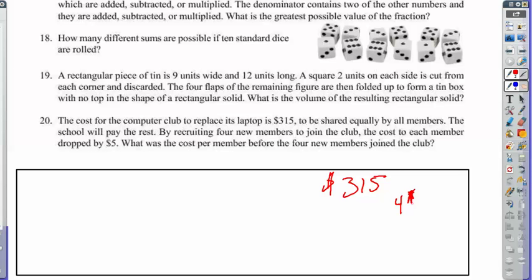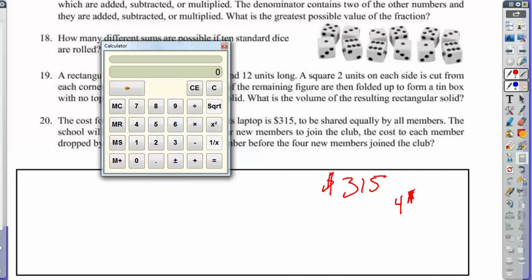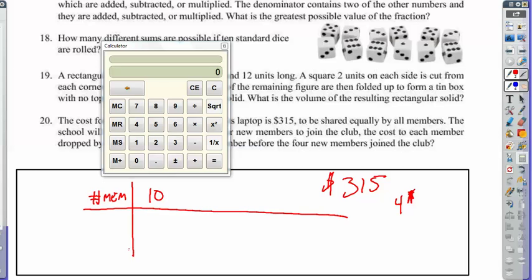Well, there are a couple ways to do this, and I think the easiest way to understand would be to make a table. So let's see. And I'm going to cheat here because it's late and I want to go home. So let's say we have 10 members. So we have number of members and cost. So if I have 10 members, they're going to split the 315 divided by 10. I probably didn't need a calculator for that.